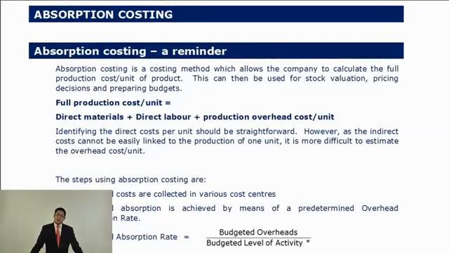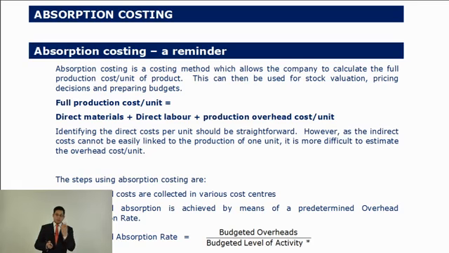In this session, we are going to talk about absorption costing and activity-based costing. Absorption costing and activity-based costing are two cost accumulation methods. Cost accumulation means, whether we are working for a production organization, manufacturing, or a service-based organization, we manufacture goods and we produce services.